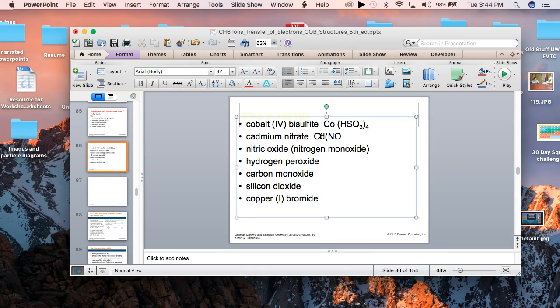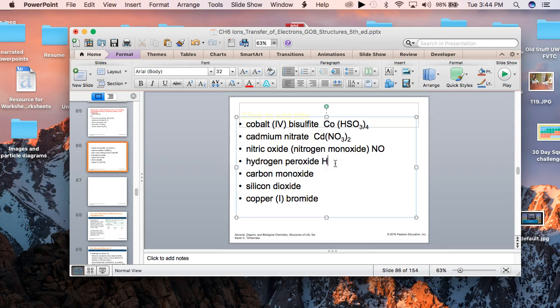Cadmium nitrate, Cd, and then NO3 2, because cadmium has a +2, nitrate is -1. Okay, so you need 2 nitrates. And then nitric oxide, nitrogen monoxide, so that's simple, NO.